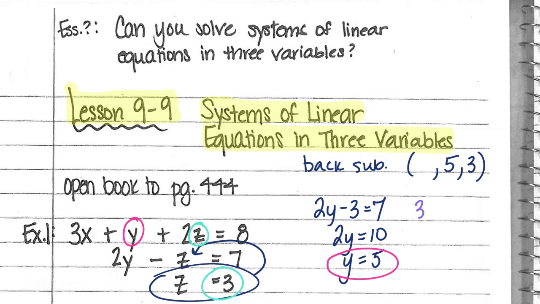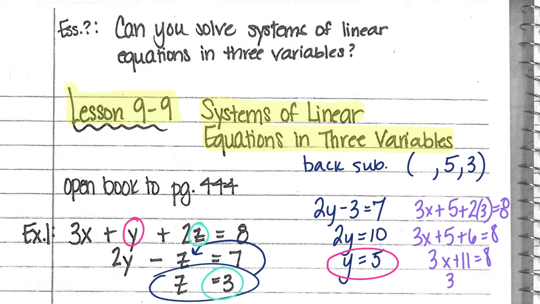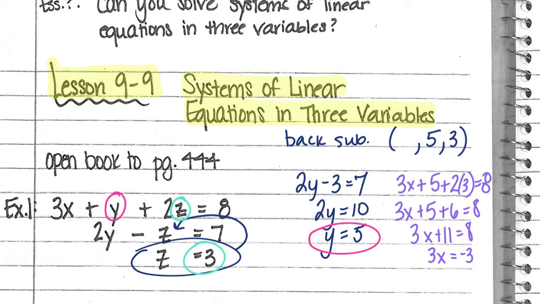So I have 3 times what plus 5 plus 2 times 3 is equal to 8. 3 times what plus 5 plus 6 is equal to 8. 3 times what plus 11 is equal to 8. 3 times what is equal to negative 3. So guess what that x is equal to? x is equal to negative 1. So we are going to show our answer in parentheses with a negative 1, a 5, and a 3.